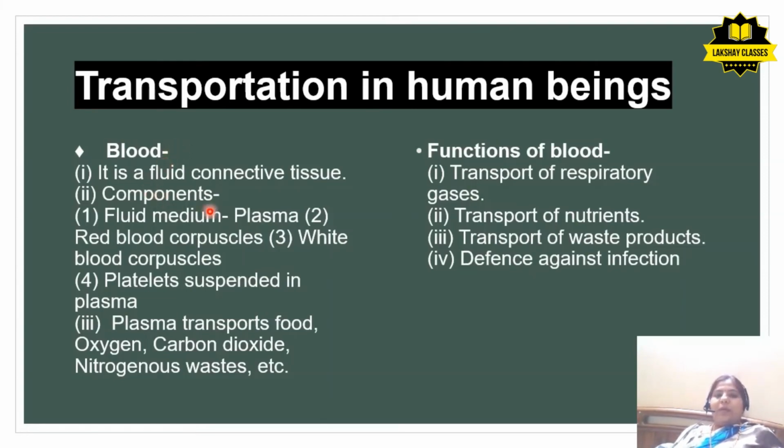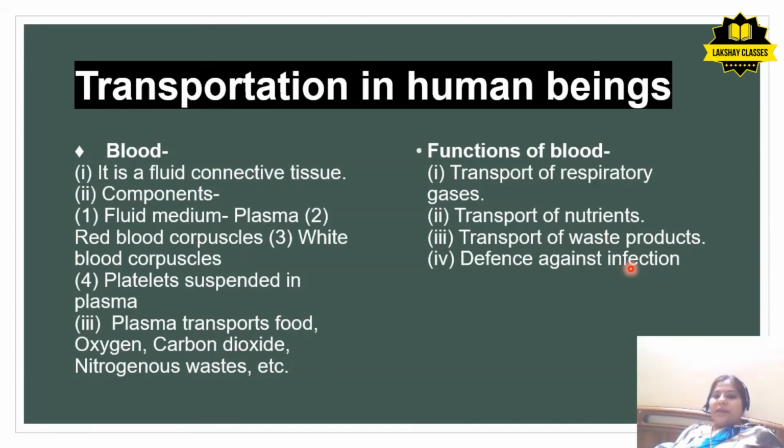It has plasma, RBCs, WBCs, platelets, and it is helping in the transport of nutrients, waste products, and also it is helping in the defense of our body. They are part of our immune system. WBCs are part of our immune system. WBCs are called white blood cells. RBCs are called red blood cells.